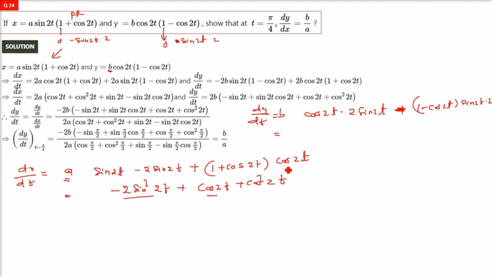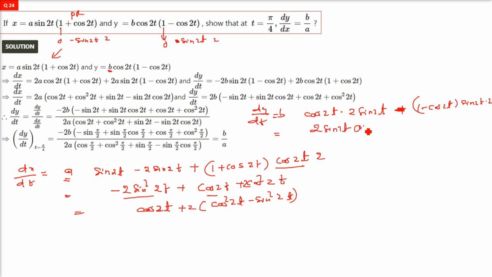2 sin 2t cos 2t you can write as sin 4t, but I don't think it is necessary, because we already know that t equals pi by 4 has to be put in. So just differentiate and keep the value. Now dx by dt I am writing again: cos 2t here, plus 2 cos square 2t minus sin square 2t. I'm just taking 2 common, nothing else. And in dy by dt we are getting 2 sin 2t cos 2t.